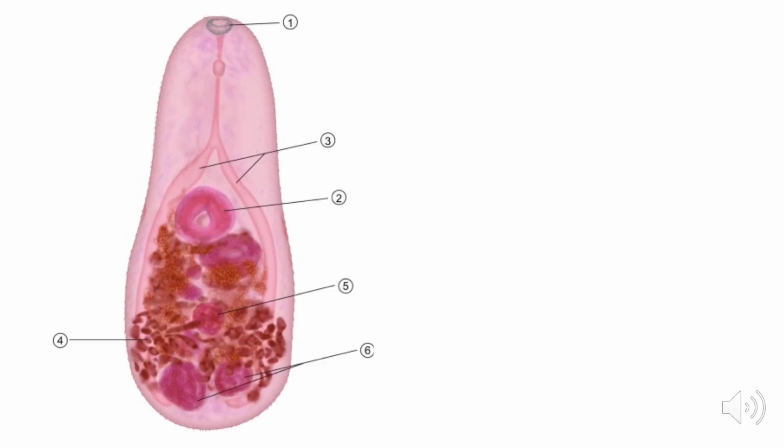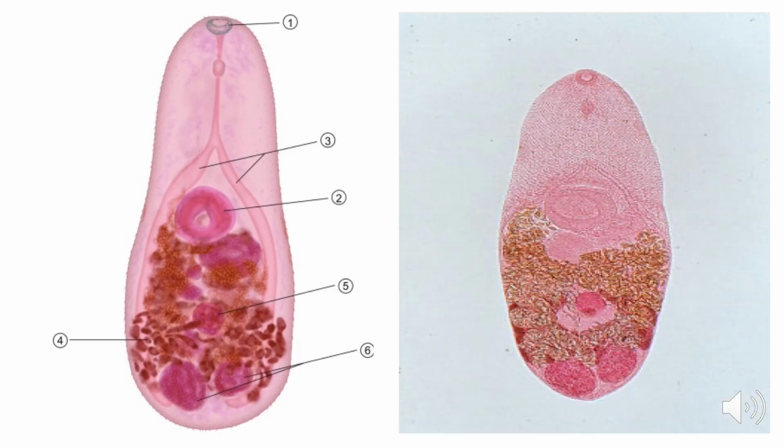This is the picture of a Heterophyes worm. Number 1 is the oral sucker. Number 2 is the ventral sucker, while this sucker pointed by the red arrow is the genital sucker. Take note, this is also known as gonotyl. This is another picture of a Heterophyes worm. This is the oral sucker. This is the ventral sucker. And this is the gonotyl or genital sucker.